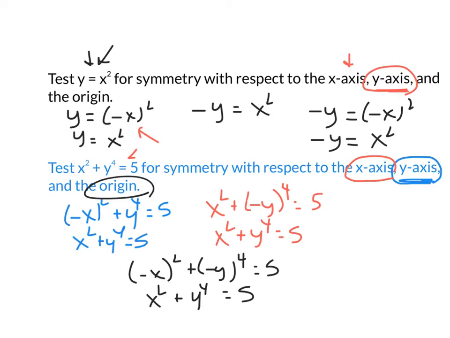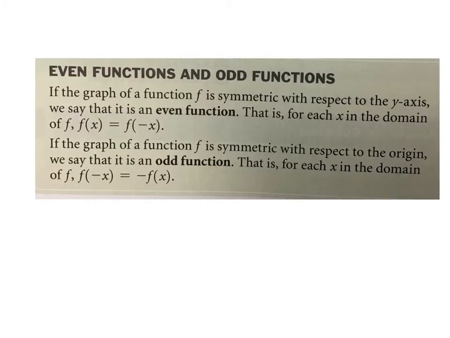I'll give you some shortcut tomorrow, not a big one, but that's the test. That's how you test. You plug in a negative x, see if it works for the y; a negative y, see if it works for the x; and plug in a negative x and a negative y to see if you get origin symmetry. All right, even and odd, the last thing here.